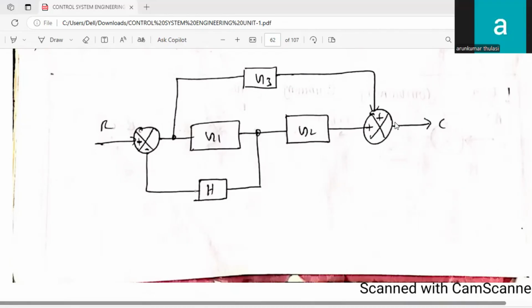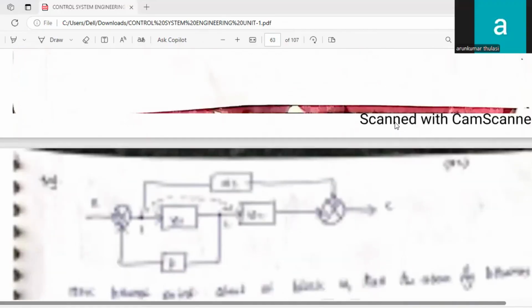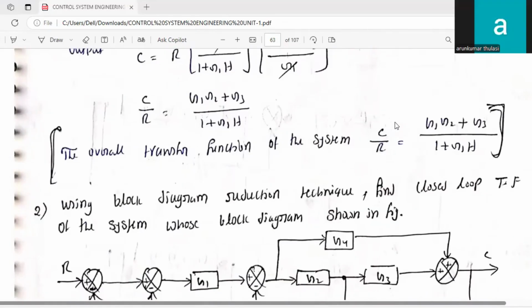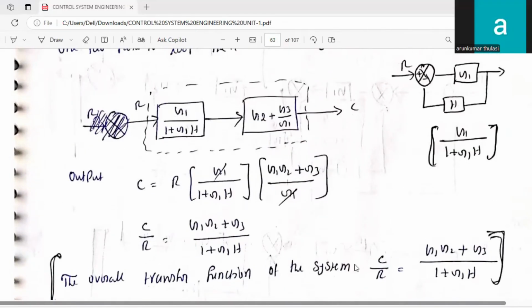So the numerator term represents the forward paths from input to output. The denominator terms we obtain based on the feedback. In this block diagram, we have one feedback, with respect to G1, and that is a negative feedback, right? So we have 1 plus G1H. So this is the transfer function for the given block diagram.